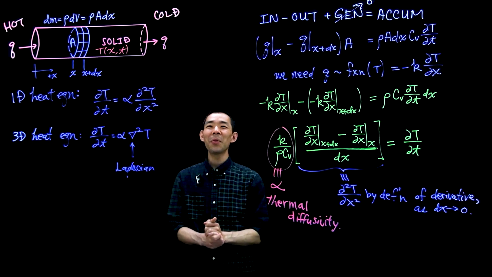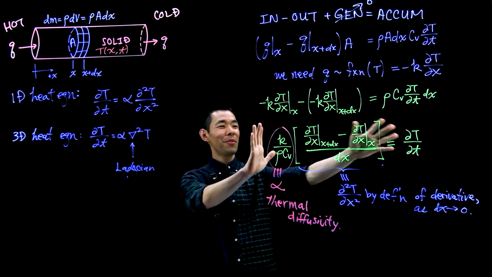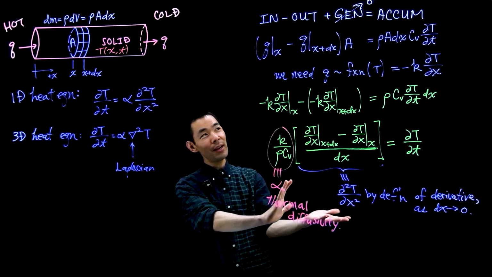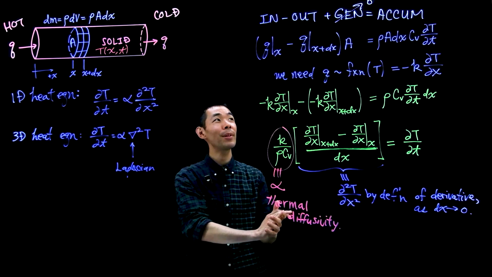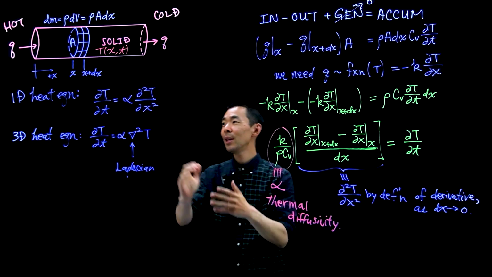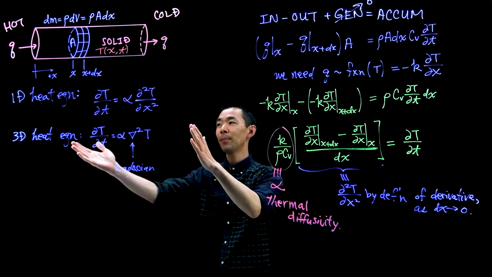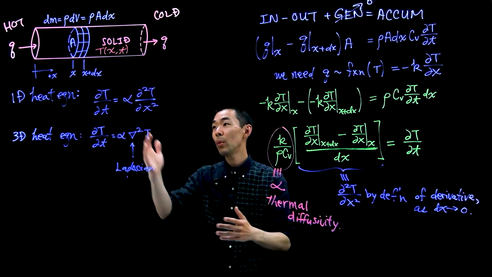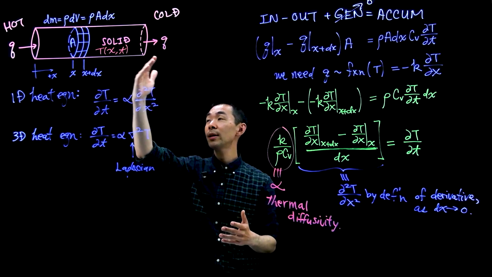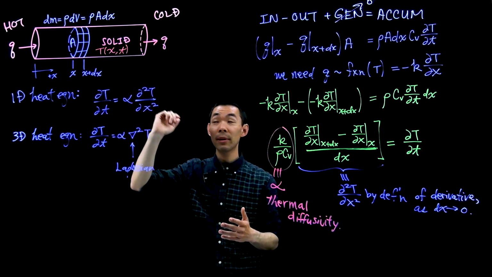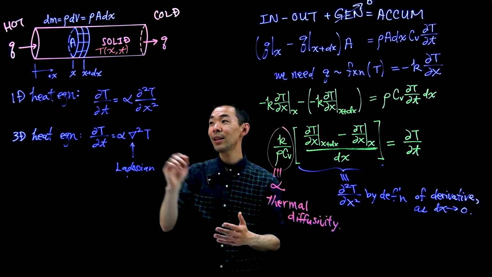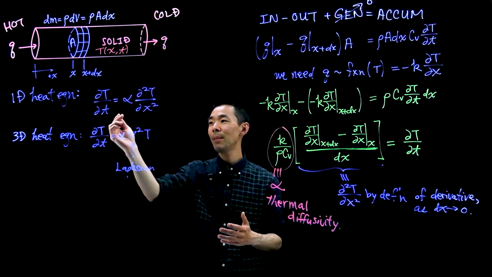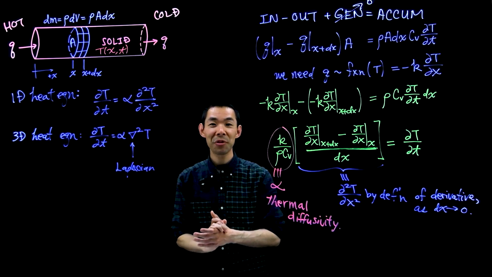Okay, so what we've done is just rewrite what we've derived using in minus out plus generation equals accumulation into this final form. This top equation is the 1D heat equation, which tells you how the temperature varies inside of a 1D material, like in this case a solid, as a function of the time t and the position x.